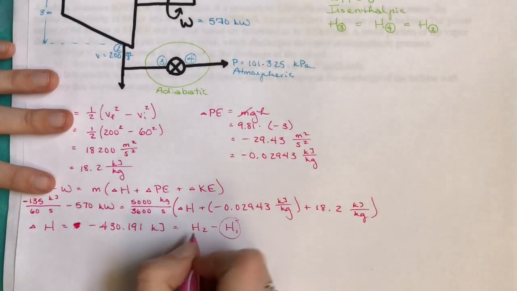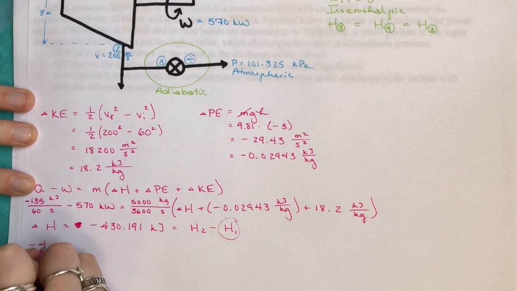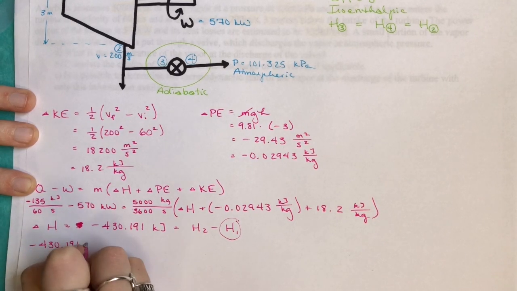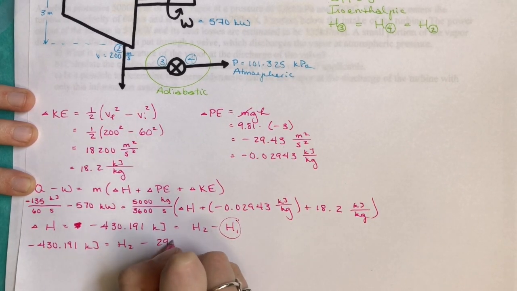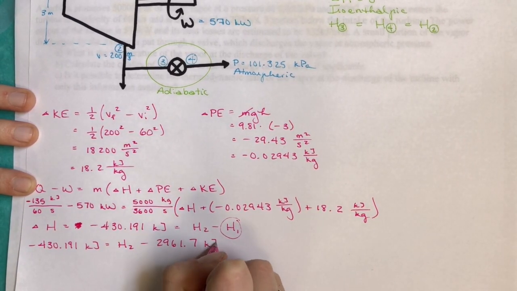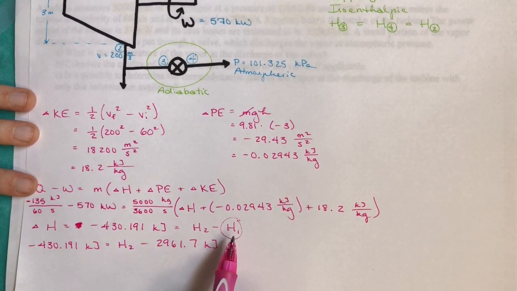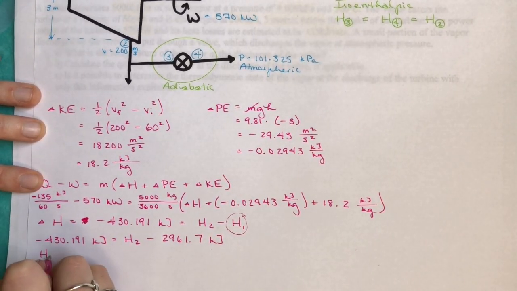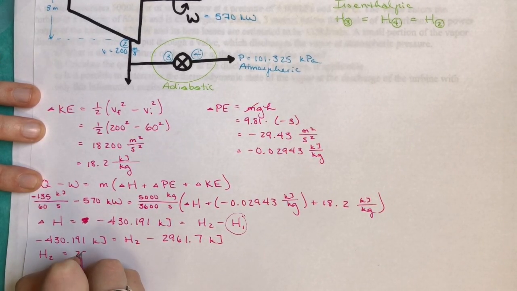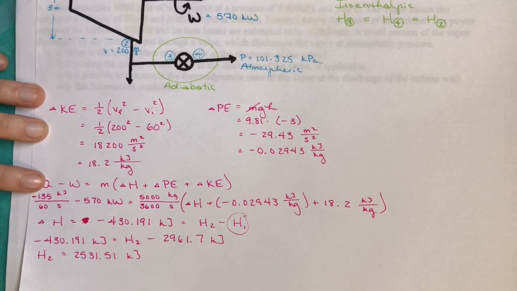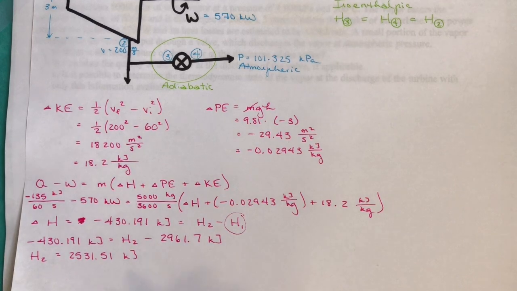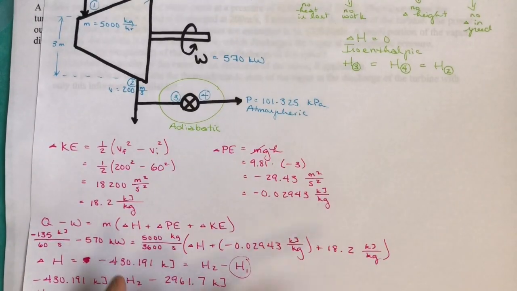So now we're just going to use these two to solve for H2. We then know that negative 430.191 kilojoules equals H2 minus 2961.7 kilojoules, which is our enthalpy at position 1. We're going to see that the enthalpy at position 2 is equal to 2,531.51 kilojoules.